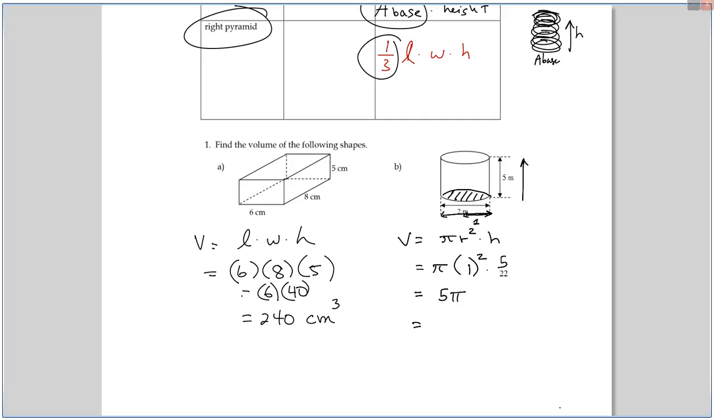Okay. Someone got 5 pi for me? 15.7? Sure. And the unit would be meter cube. Good. Okay, good. Flipping the page.